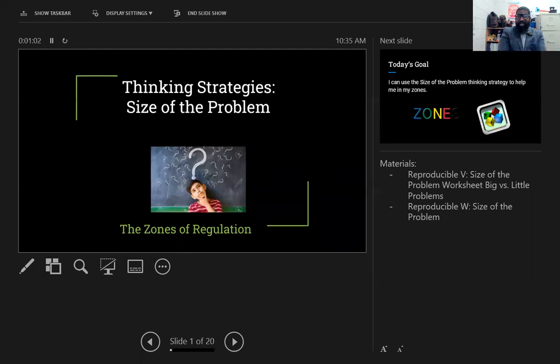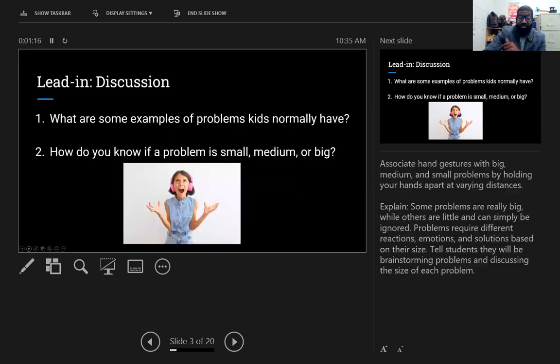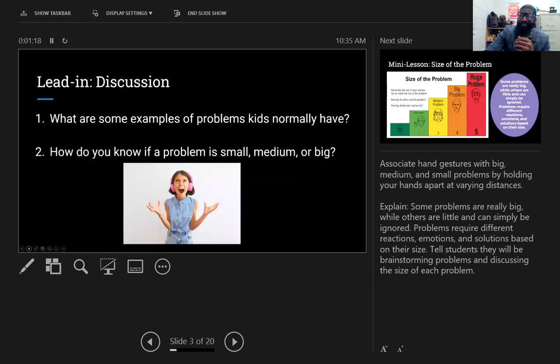Guys, we are going to continue talking about the zones of regulation. And today, we're going to talk about thinking strategies. How do we approach different problems? We're going to use the size of the problem thinking strategy to help you when you're in the zone. Now, let me ask you guys, what are some examples of problems that kids normally have?